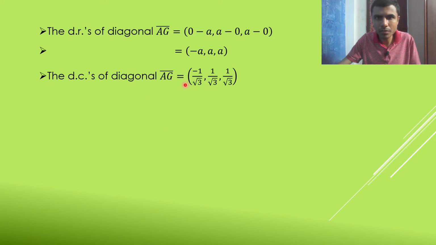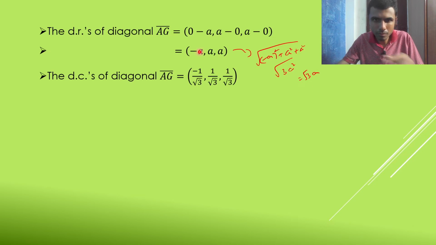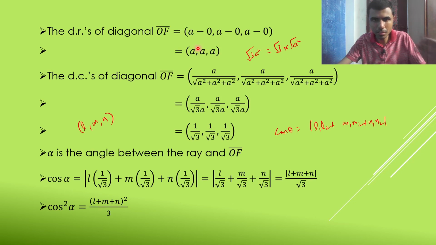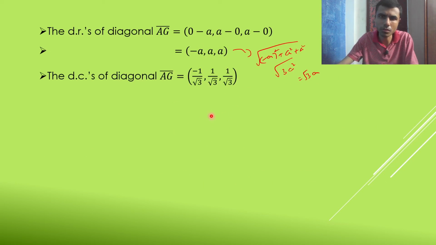Now next, the DCs will be minus 1 by root 3, 1 by root 3, 1 by root 3. You divide this by the square root of the sum of squares. I'm not showing it because we already did it in detail the first time. So this is going to be root 3 a square, and this is going to be root 3 a. So minus a by root 3 a would be minus 1 by root 3, and 1 by root 3, and 1 by root 3. So the DCs will be this. For the detailed process, you can refer to how this came. In the same fashion, you will get this for the other also.